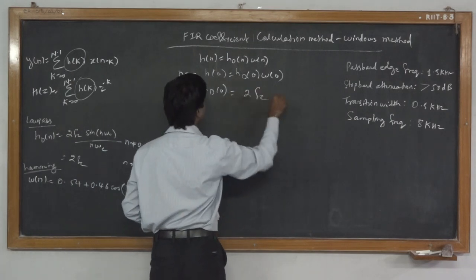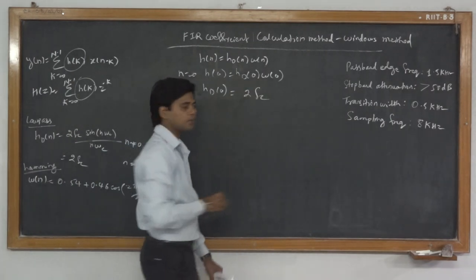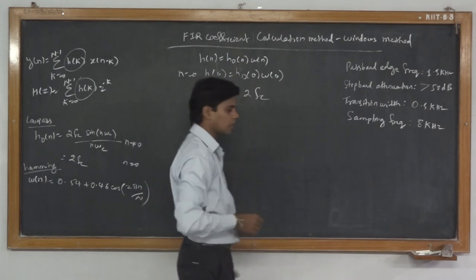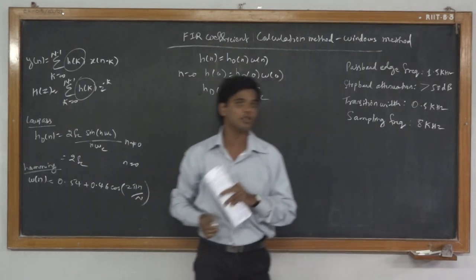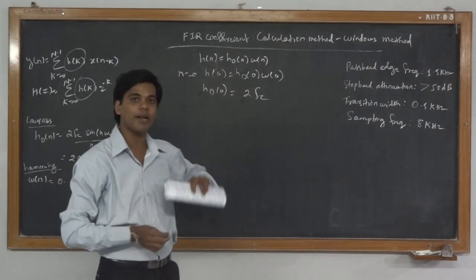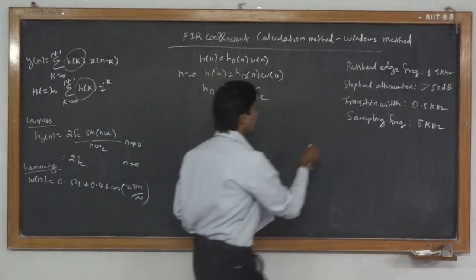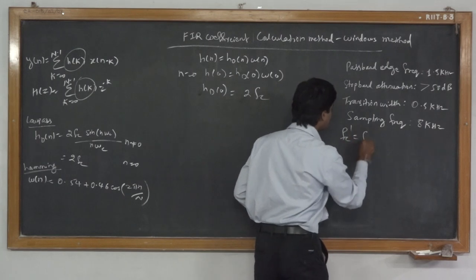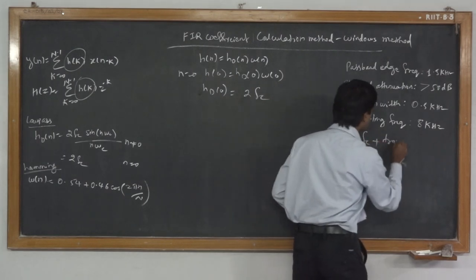So the formula becomes 2 times fc. Now when it comes to the calculation of fc, this fc is called the cutoff frequency, but because in the window method there is something called the smearing effect, we have to calculate a new fc dash, and the new fc dash is given by fc plus transition width divided by 2.